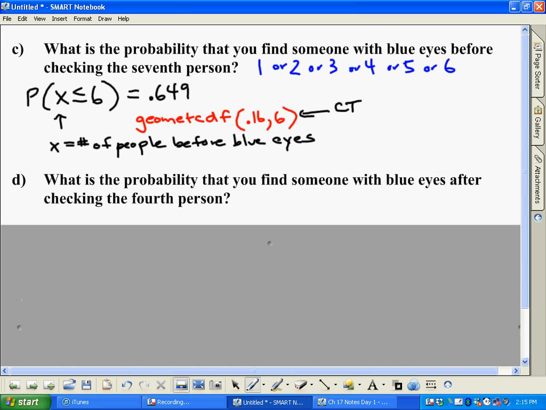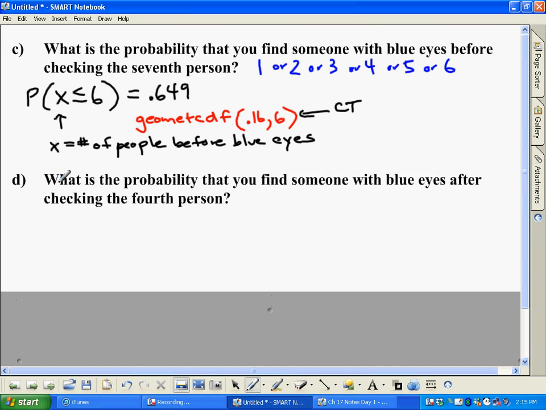You can also use that to answer this kind of question. What's the chance you find someone with blue eyes after checking the fourth person? So if it's after the fourth person, that means it either happens on the 5th or the 6th or the 7th or the 8th, etc. It could happen anytime up to infinity. So your calculator, when we do geometCDF, only does 1 or higher.